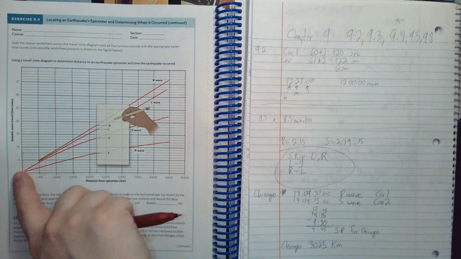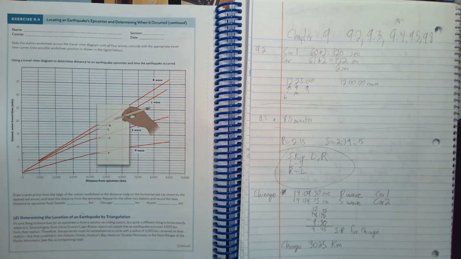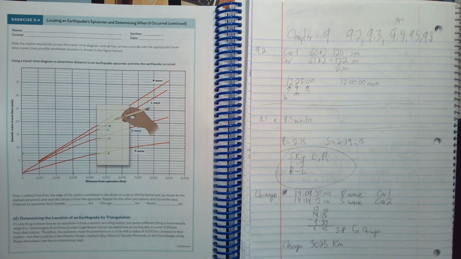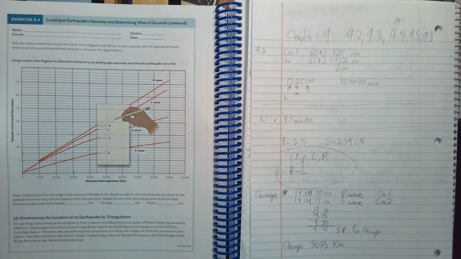Keep that automatically stay straight up and down. Right, just drag it over until both ends of the line segment touch. So it might actually be easier digitally. All right. But we know that the earthquake is this far away from Chicago, about 3,025 kilometers or so. All right. You guys, again, will have to do Seattle and you'll have to do Austin.